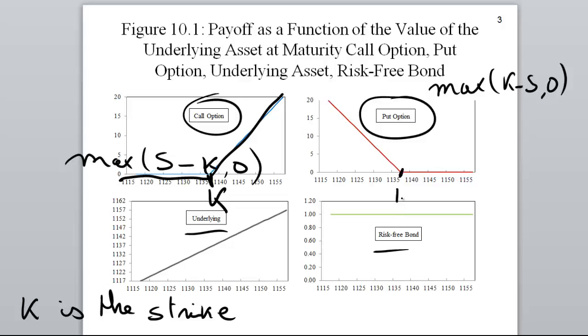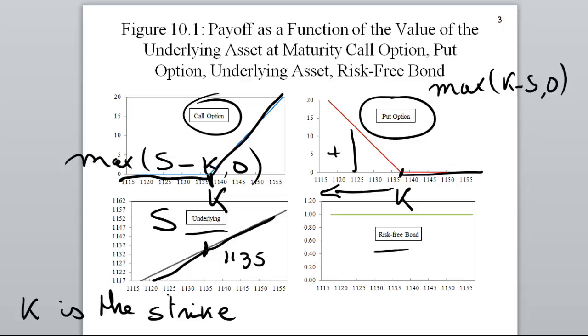Here we have K. For any value of S that is below K, in all this range here, we're going to have a positive payoff. If S is bigger than K, the strike value, then we're going to have a payoff of 0 for the put option. Then you compare this with the underlying, which would be S, in this case the stock price. If you buy the stock at 11.35 and it goes up, you make money. If it goes down, you lose money.